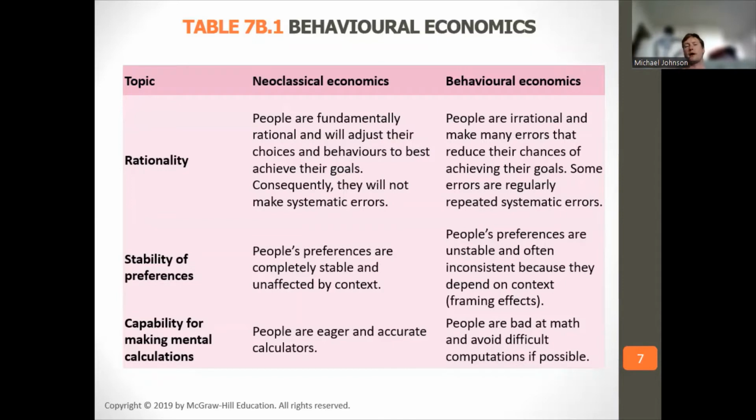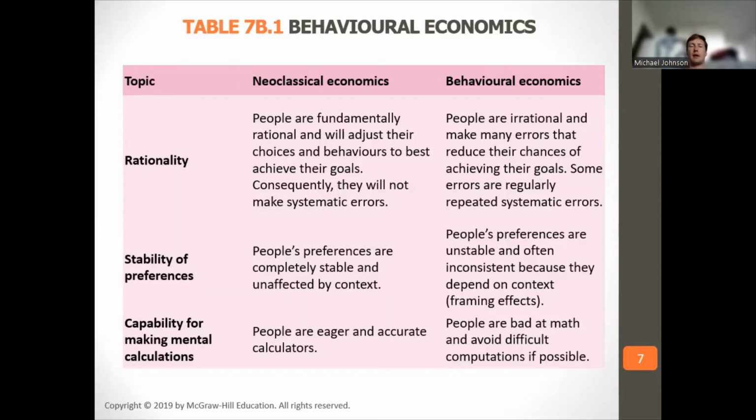So both are right in certain cases. Behavioral economics is right in some cases. Neoclassical economics is right in some cases. People are rational in a lot of cases. People are irrational in a lot of cases. You just have to do it on a case basis.